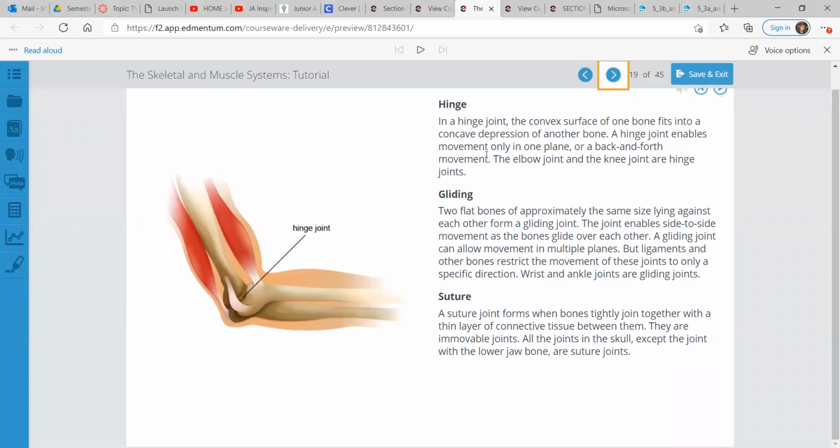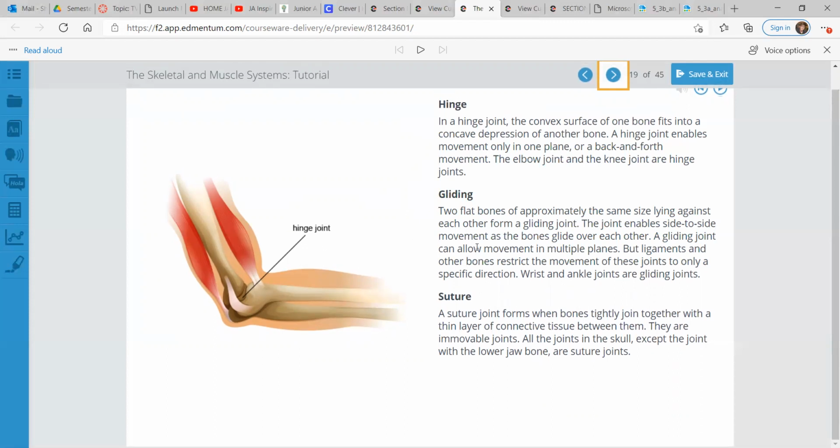You can also have gliding joints, two flat bones of approximately the same size lying against each other. The joint enables side-to-side movement as the bones glide over each other. It can allow movement in multiple planes, but ligaments and other bones restrict the movement of the joints to only a specific direction. Think of your wrist and ankle joints as examples of gliding joints.